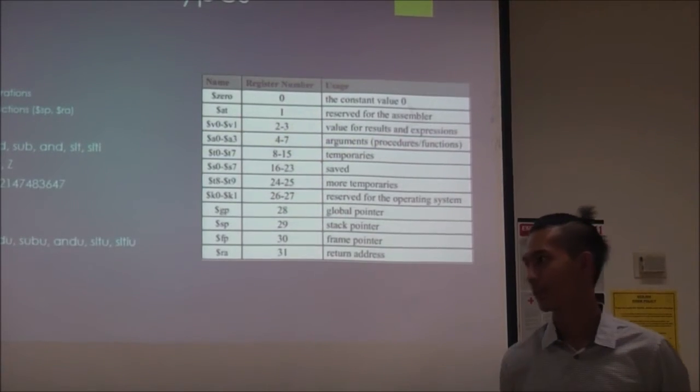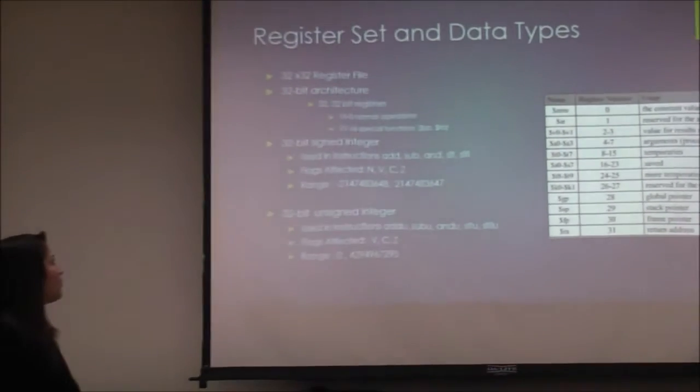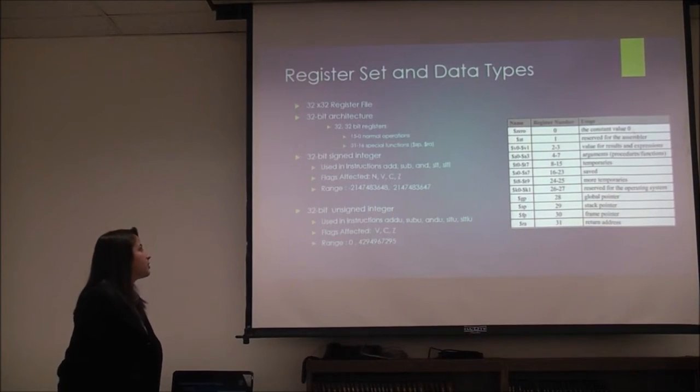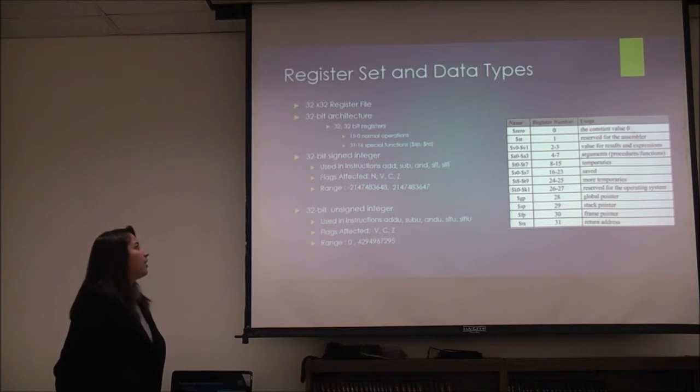For the register set and data types, we have 32-bit registers. The first 15 registers are for normal operations such as add and subtract. The next 15 registers are for special functions such as the stack pointer and the return address. We have two data types, signed integer first. Flags affected by it are the negative, overflow, carry, and zero flags. You can see the range right there, and the instructions typically used are add, sub, set less than, and set less than immediate.